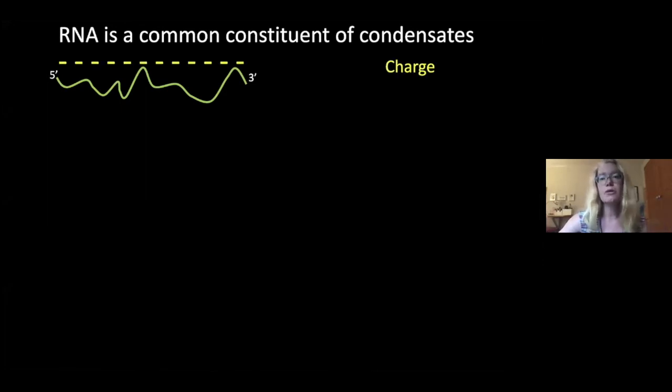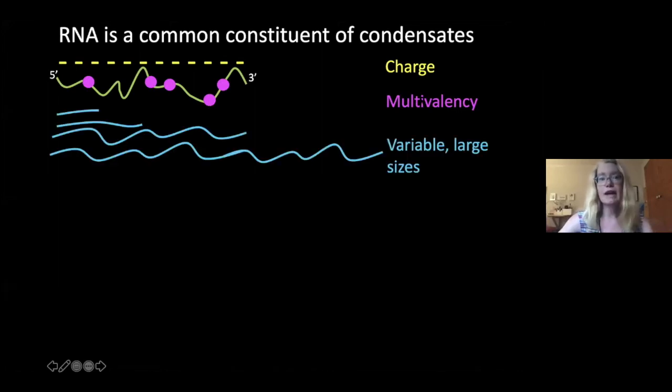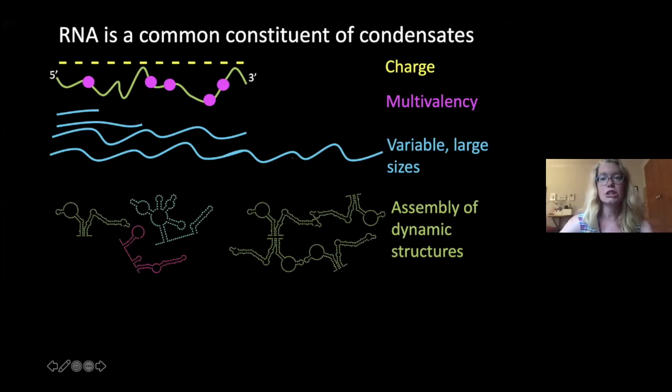So RNA, of course, has a uniform negative charge. There's the potential to encode multiple binding sites for a given protein, thereby providing multivalency. They are variable and also incredibly large in size relative to proteins. And obviously this is highly relevant with the gigantic 30 kb genome that we see with SARS-CoV-2.